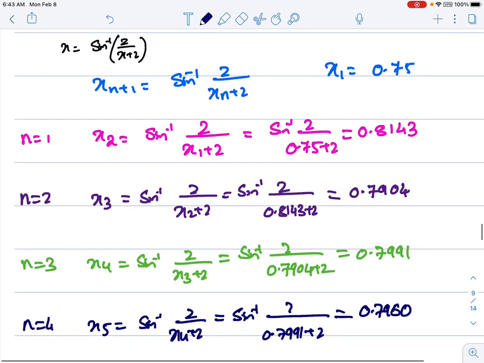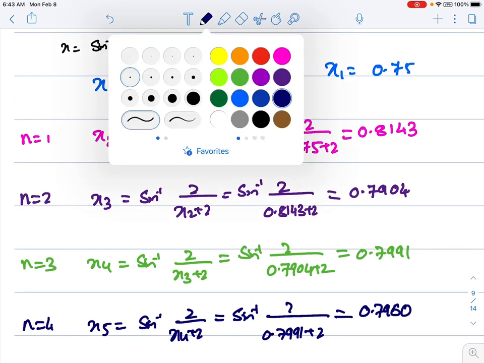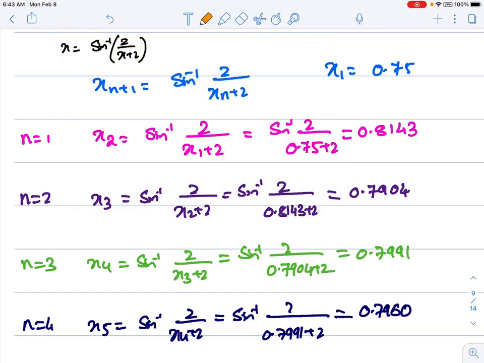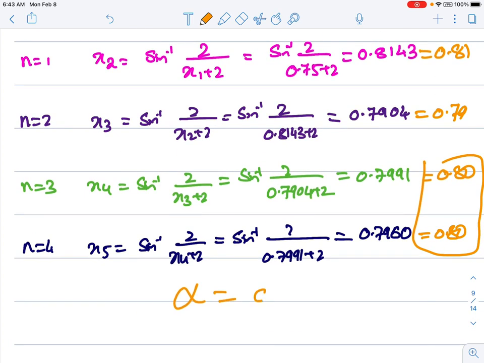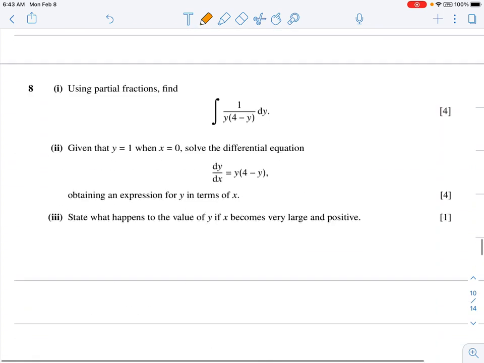Why should I stop here? What is the reason I have chosen to stop over here? So I round it off to 2 decimal places. This has become 0.81, then 0.79, then 0.80, then 0.80. You can see that it's repeating 0.80, so therefore the root alpha is 0.80. Whenever it repeats in 2 decimal places, I can see that its answer is that one, so alpha is equal to 0.80.